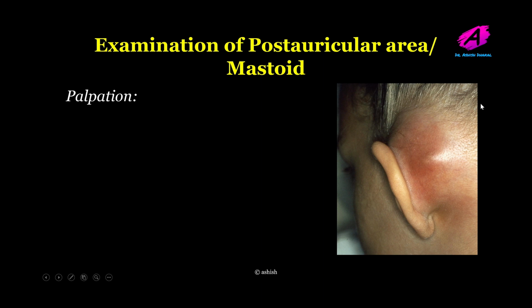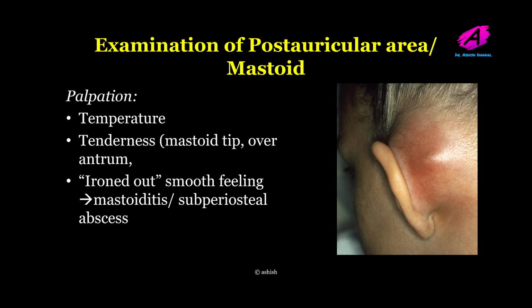Then coming on to palpation of the postauricular area or mastoid region. So in palpation you have to check for temperature, tenderness. In tenderness you will be checking for tenderness in the mastoid tip here at the attachment of the sternocleidomastoid, and over the antrum. You can also check for mastoid tenderness through the Symptom-Konka.